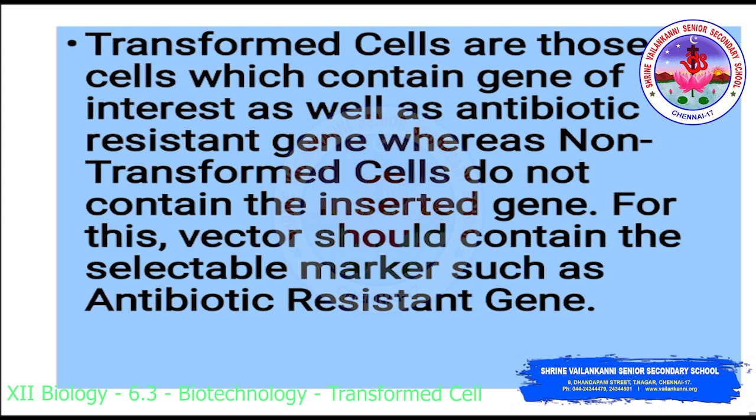For this, the vector should contain a selectable marker such as an antibiotic resistant gene. Here I want to specify one point. What is the difference? Transformed cells are those which have the gene of interest, whereas non-transformed cells are those where the gene of interest is not inserted. So this is the simple form.